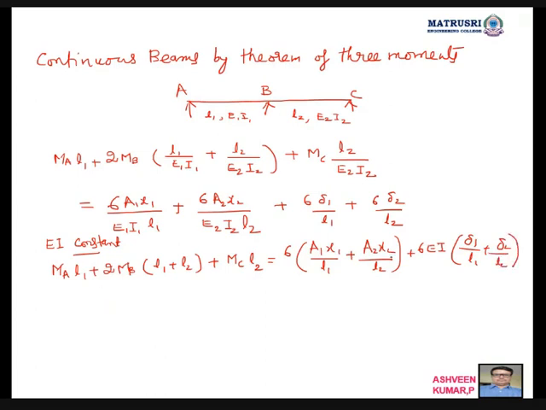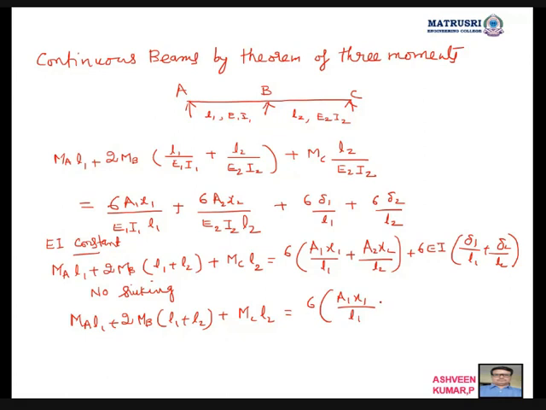Clear? If no sinking is there, then this term will not be there. So what will happen? MA L1 plus 2MB into L1 plus L2 plus MC L2 is equal to 6 into A1 X1 by L1 plus A2 X2 by L2. This is the general formula. Okay, this is the general formula.